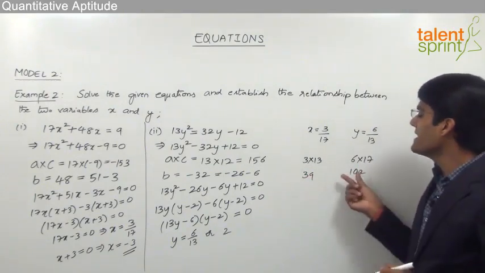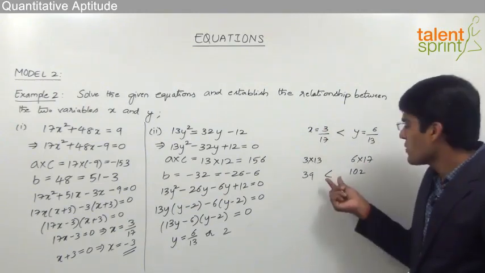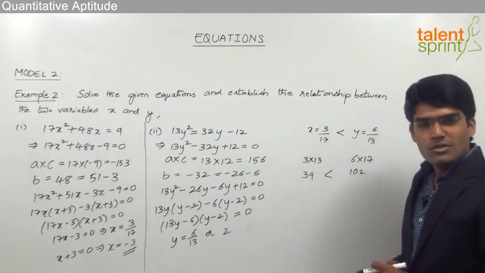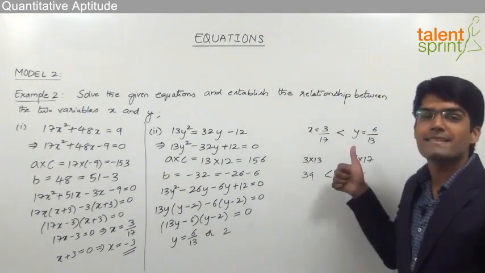We know that 39 is less than 102. So obviously x has to be less than y. Why? Because whatever comparison we get here, the same has to be taken for x and y. So now we can understand that in all the four comparisons, we find that x is less than y.